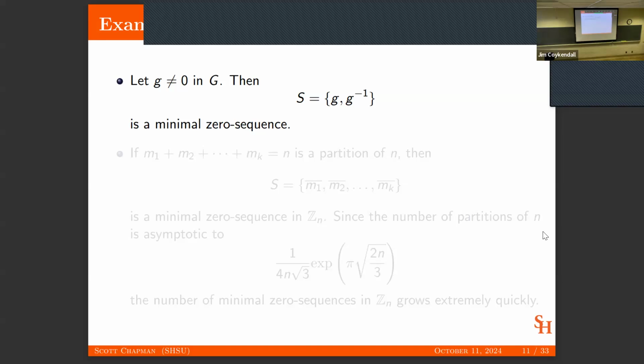G, G inverse. That sums to what? 0. Okay. And obviously no subsum of it sums to what? 0. So there's a nice minimal zero sequence. Maybe even simpler than the first one.